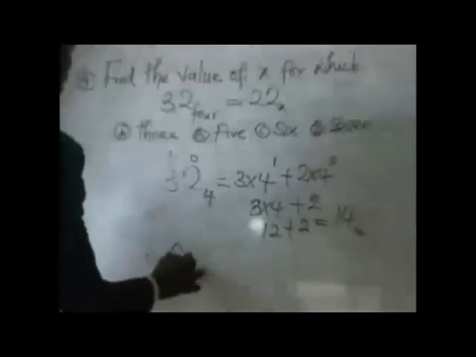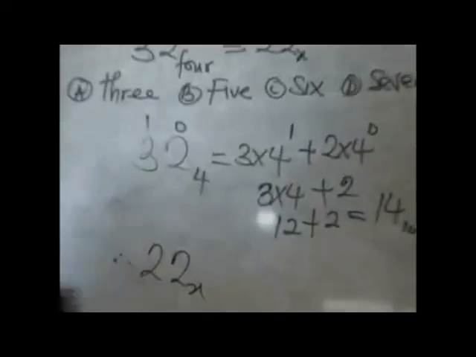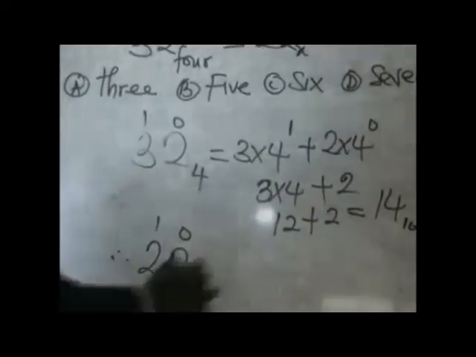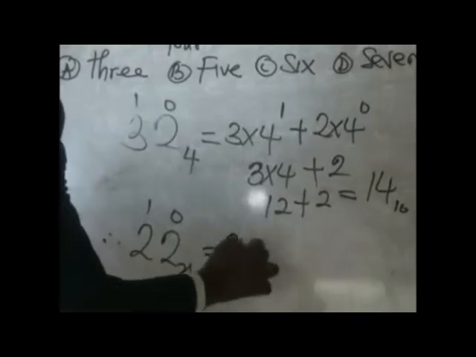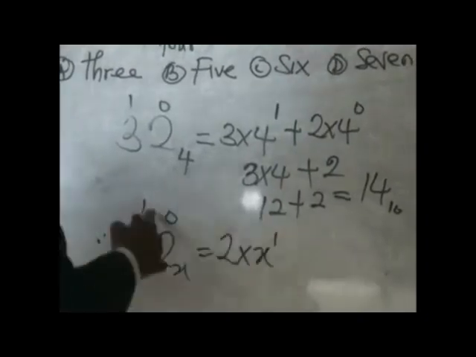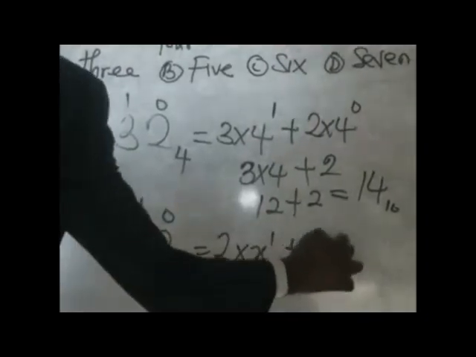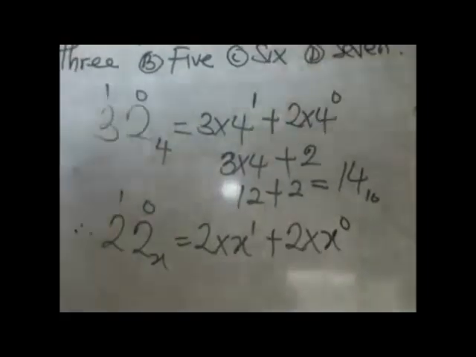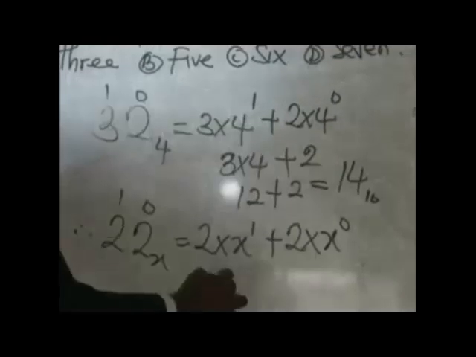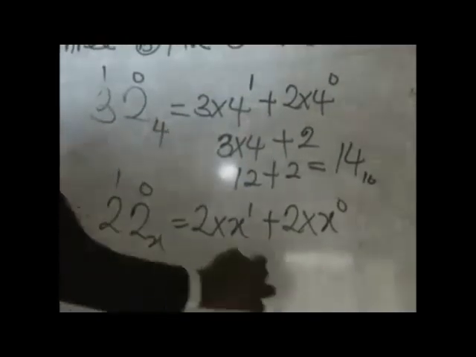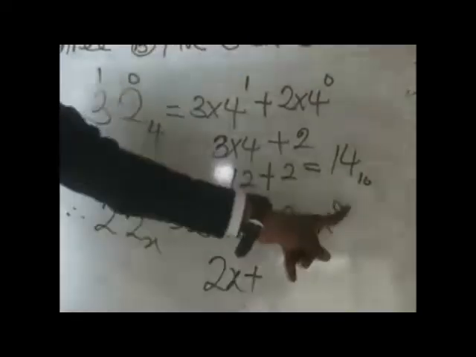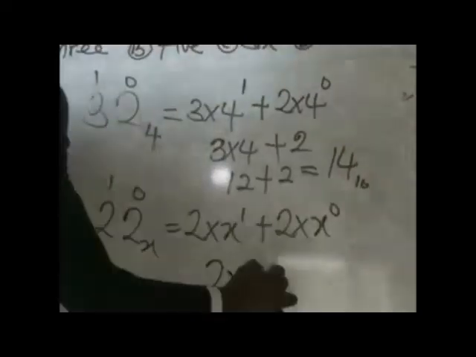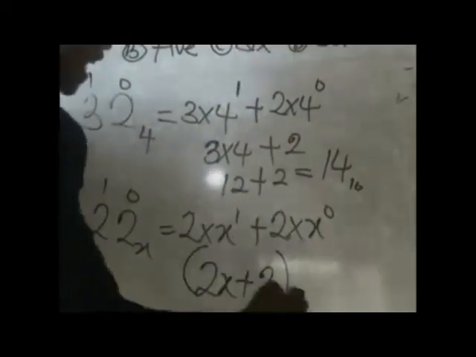Similarly, 22 base x becomes 2 times x raised to power 1 plus 2 times x raised to power 0. So 2 times x raised to power 1 will give you 2x, plus we have stated that anything raised to power 0 is 1. So x raised to power 0 is 1. 1 times 2 will give you 2. All this is now in base 10.